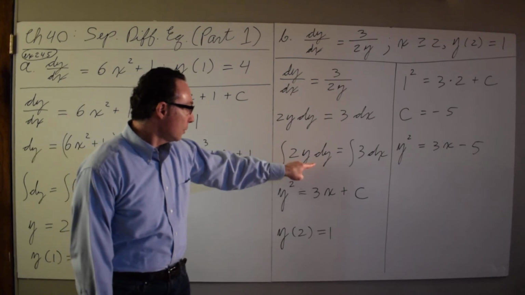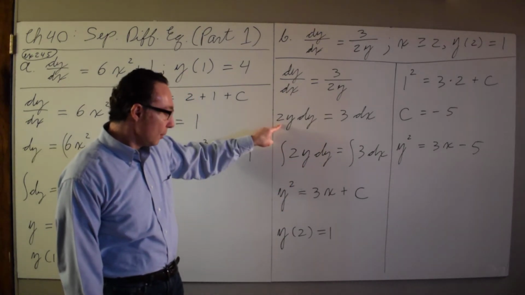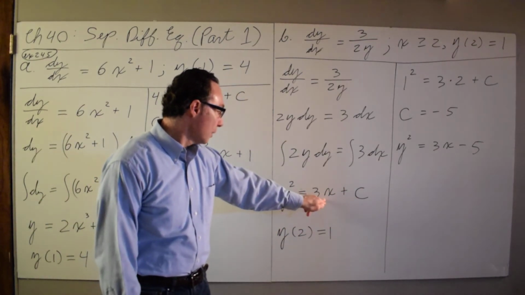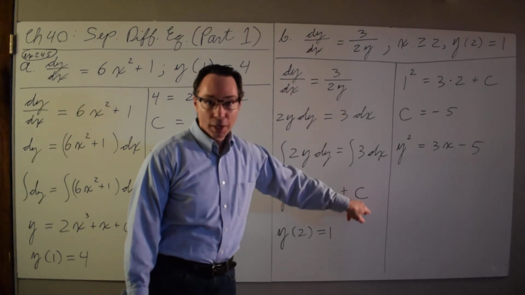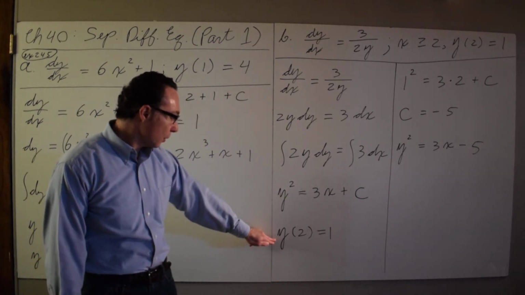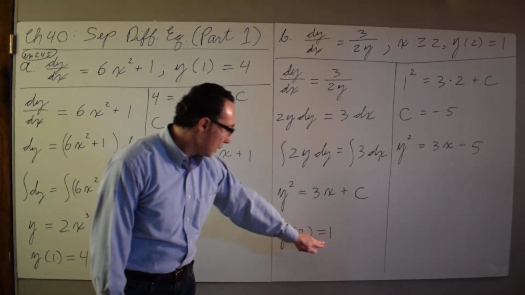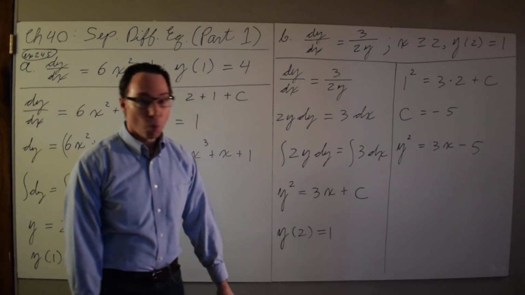Then we integrate 2y, and we have y squared. That was a good reason for leaving the 2 here. The antiderivative of 3 is 3x, and again we add a constant. This is not an arbitrary constant because of our initial condition. So the initial condition y of 2 is equal to 1. This means when x is equal to 2, y is equal to 1.